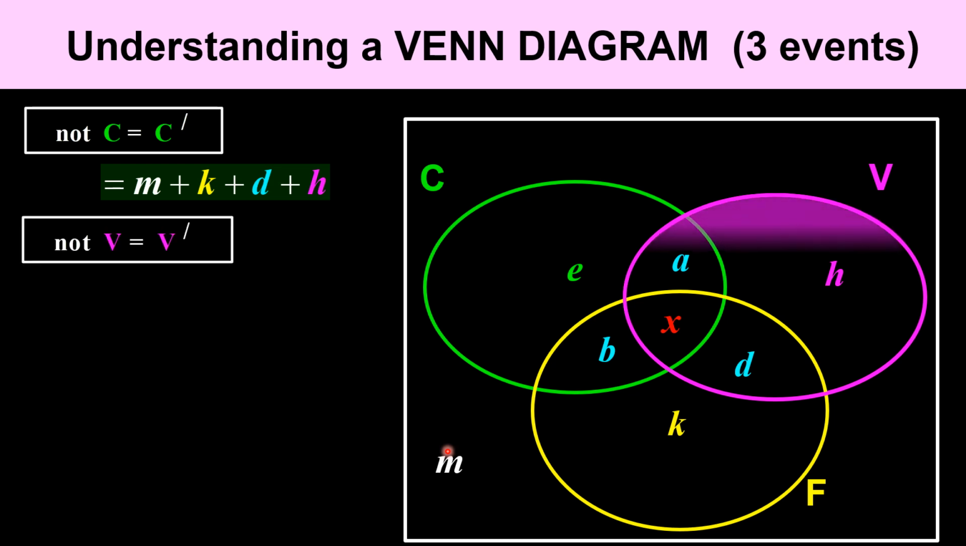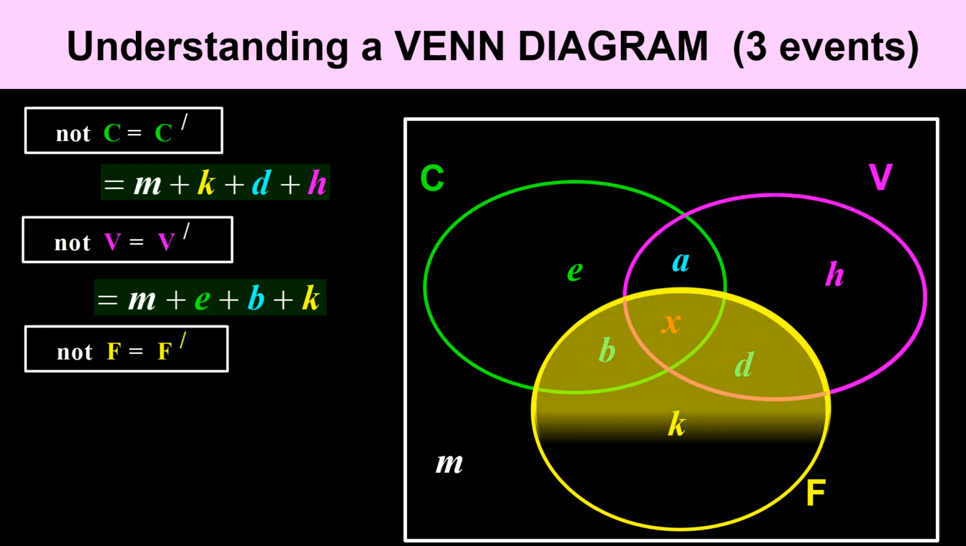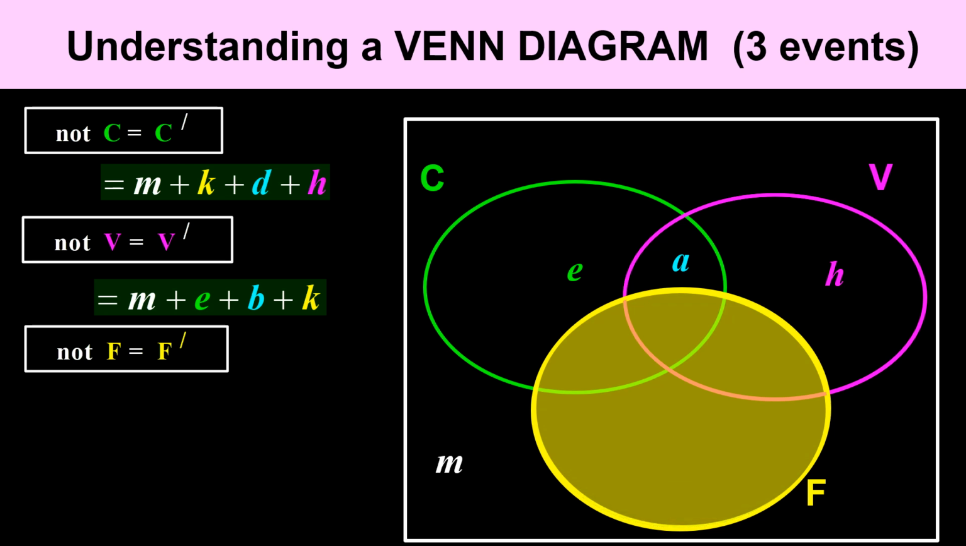Let's go back again. If I want not V, I don't want those elements, so take those elements away, and now you can just write down what is left. Not V would be those 4 parts: E, B, K, and M. We find the sum, which gives M plus E plus B plus K. Similarly, if we say not F, I must remove F. What is left there? M, E, A, and H. So that is M plus E plus A plus H.